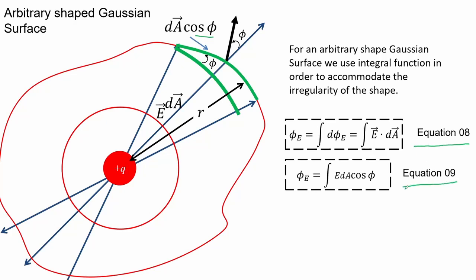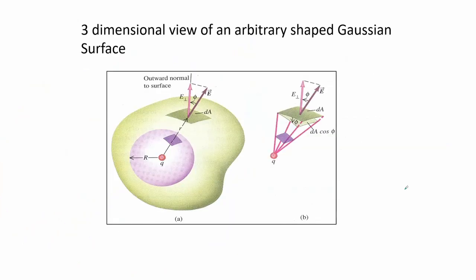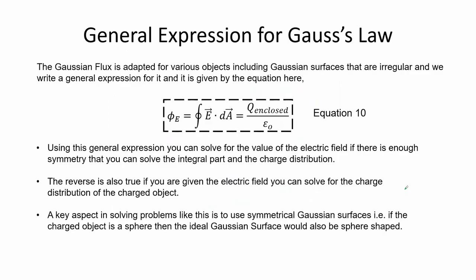Ideally, we would choose a familiar shape of Gaussian surface, since it would be integrated easily, such as spheres, cylinders, and sheets. Here we have a three-dimensional view of an arbitrary shaped Gaussian surface. The Gaussian flux is adapted for various objects, including Gaussian surfaces that are irregular, and we write a general expression for it, which is given by equation 10.